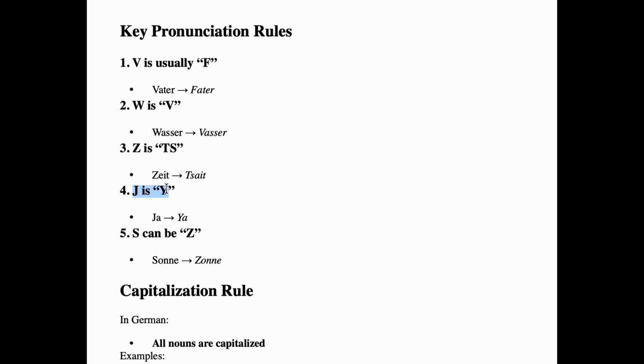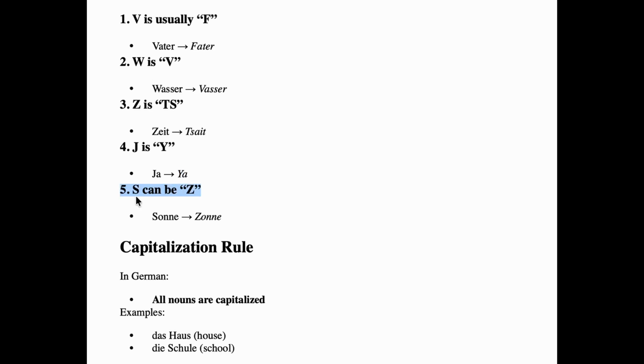Next, J has the sound of Y. So this is not Ja, it is Ya, which means yes. Okay, S can be Z and Z can be S. This is a vice versa rule. Now what does it mean? If we have a vowel after S, it will give you the sound of Z. Vice versa, if we have a vowel after Z, it will give you the sound of S.